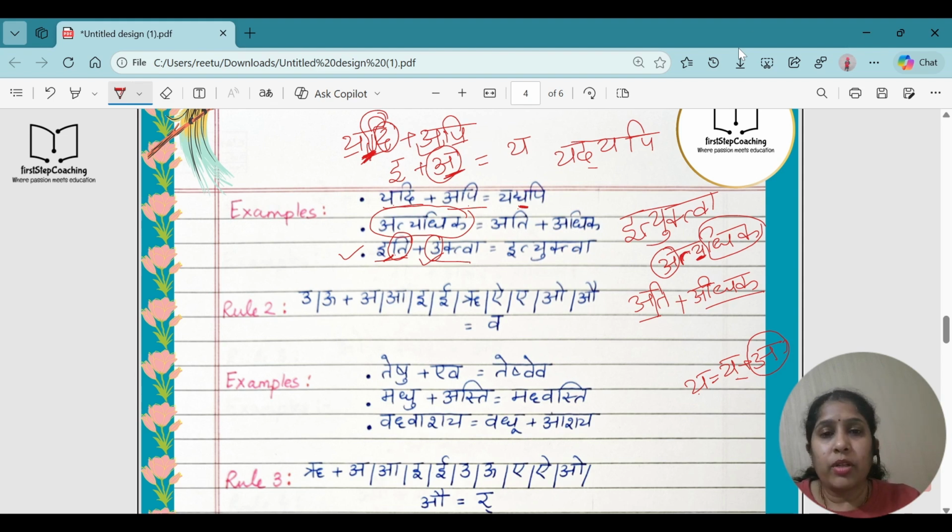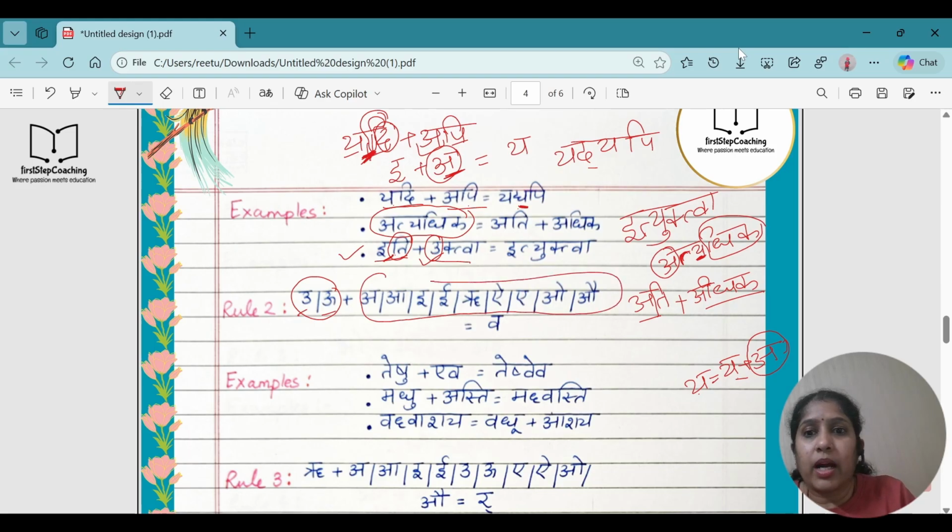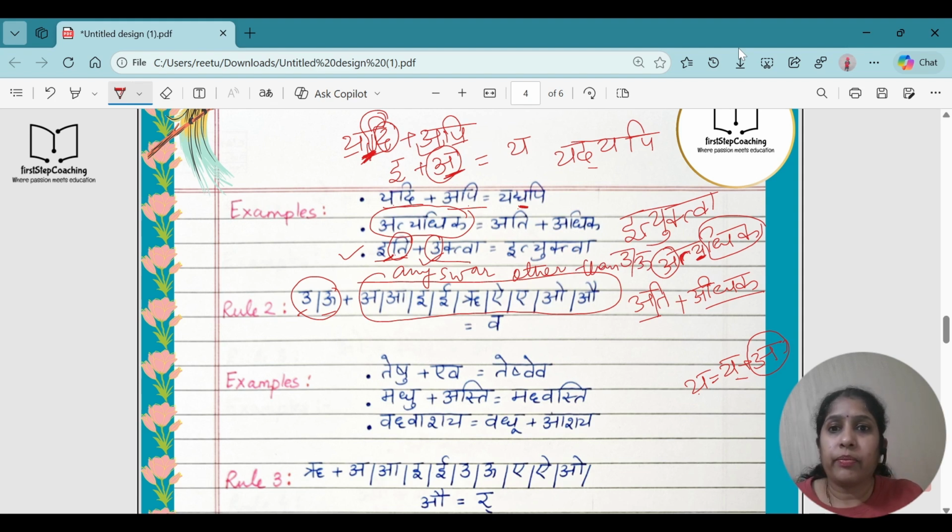Okay. Let's go for the second rule. If you have understood the first rule, the second rule is similar to that. What is happening in the second rule is that the first word is ending with u. In the first rule, the first word was ending with e, right? Now it is ending with either chota u or bada u, and the second word is starting with any swar other than u or bada u, right? So what happens? U becomes v. All other rules are exactly the same: whatever letter is there with u ki matra becomes half, and va will take the same matra with which the second word is starting, with which swar the second word is starting.